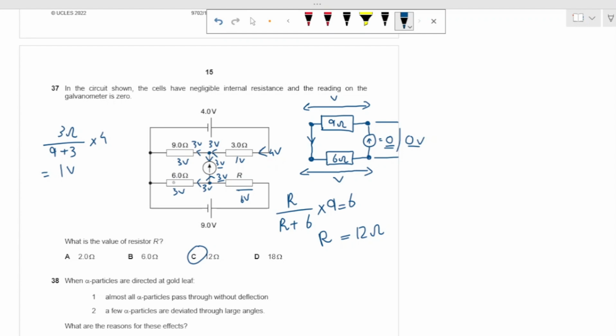The first thing you should notice is that there are 3 loops in this. The second thing you should notice is that we have this central loop over here where we have the current of 0 amps. But then you would assume that 0 amps is going through the 9 ohm and 6 ohm resistors, but that is again false because you have these batteries connected to them.